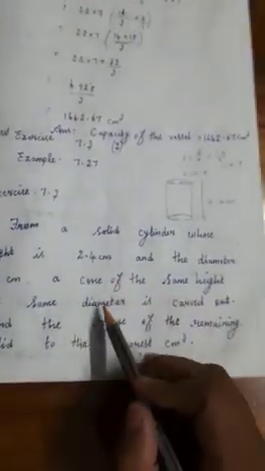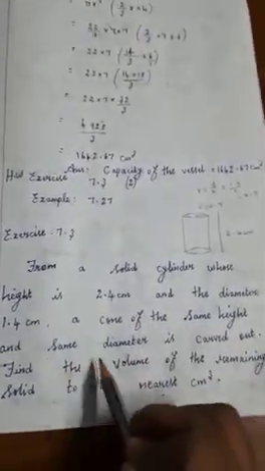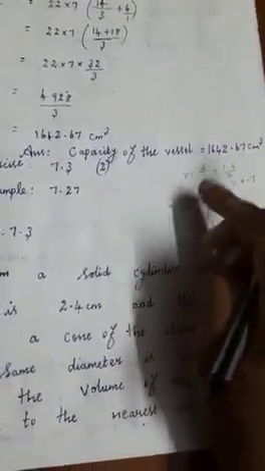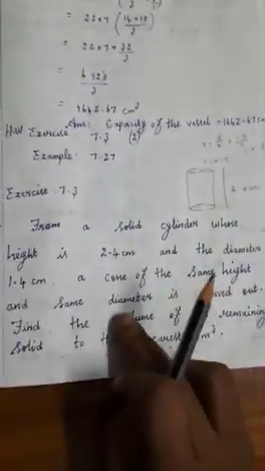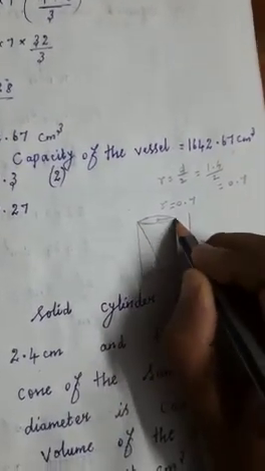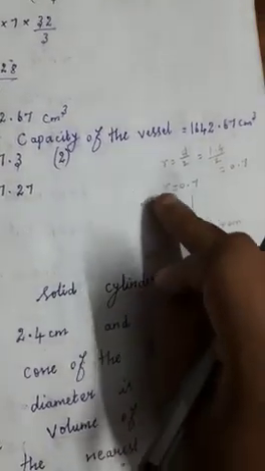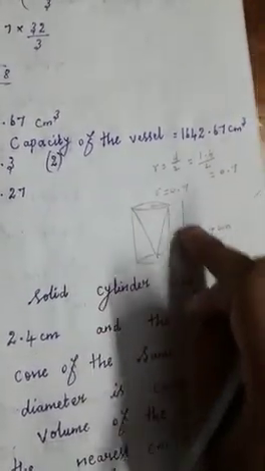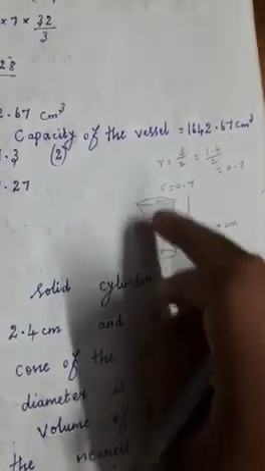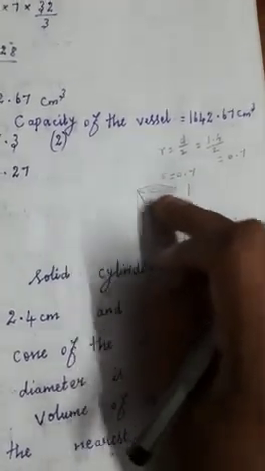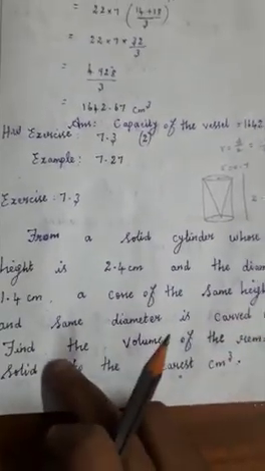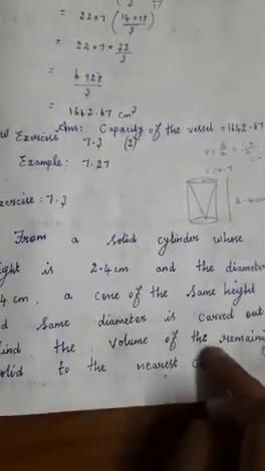Next, a cone of the same height and the same diameter is carved out from the cylinder shape. So here we have cut one cone shape from the cylinder with the same height and the same diameter. Same height means this is the height of the cylinder, and the cone also has the same height. After carving out the cone, we have to find the volume of the remaining solid.